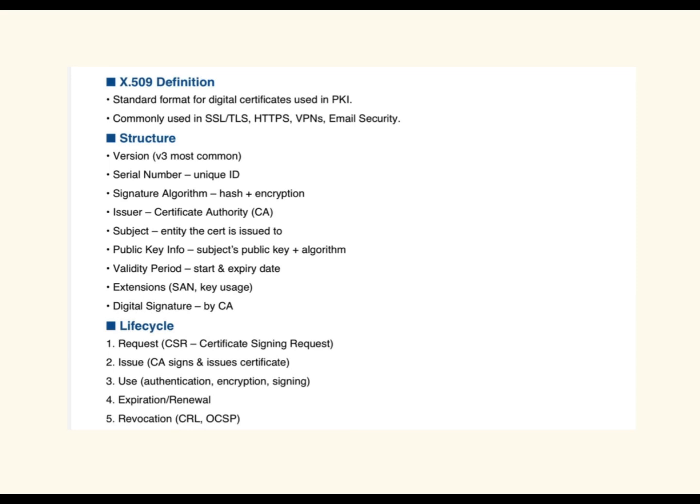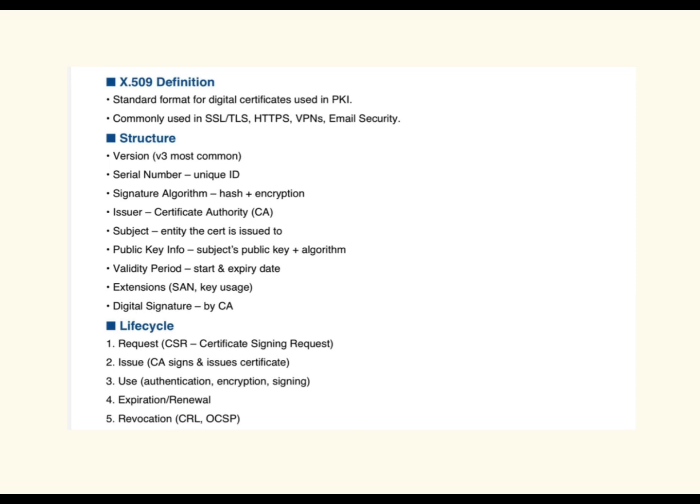Extensions: SAN, subject alternative name, for multiple domains, and key usage. Digital signature: the CA proves that the cert is valid. So exam trick: if you see the question what ensures trust in X.509, the answer is the CA digital signature.